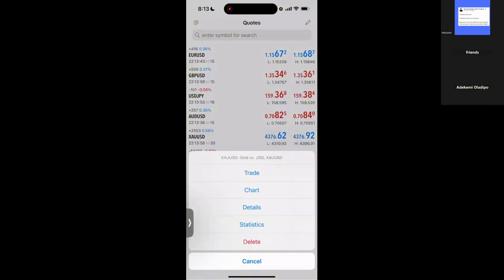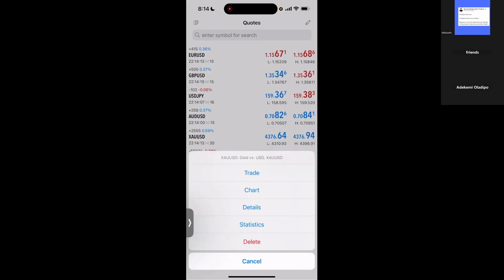Before you make progress, what you just did now, you removed some currency pairs on our watch list and added some. How did you do it again?